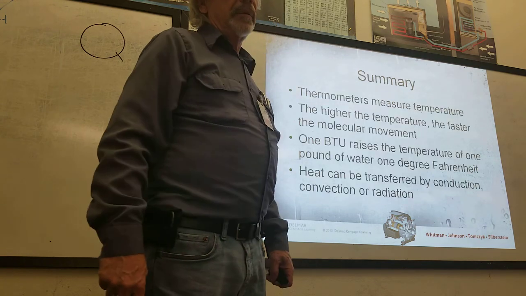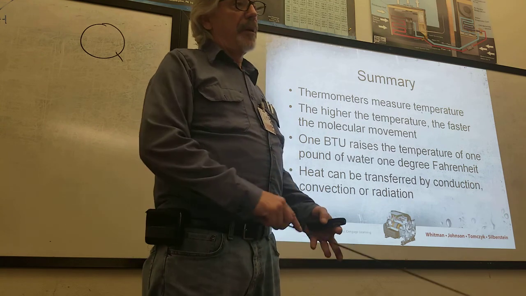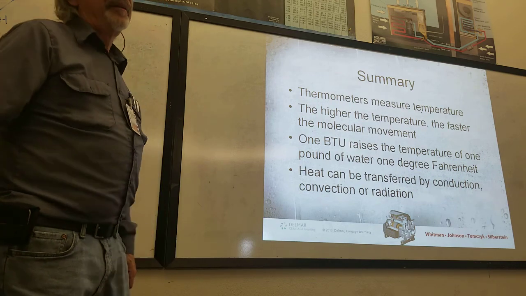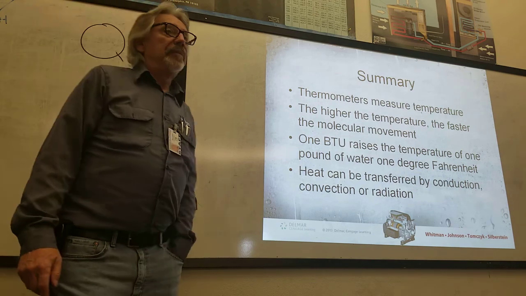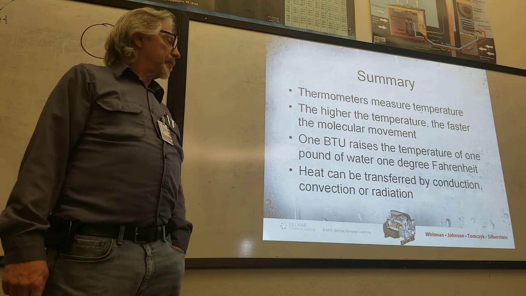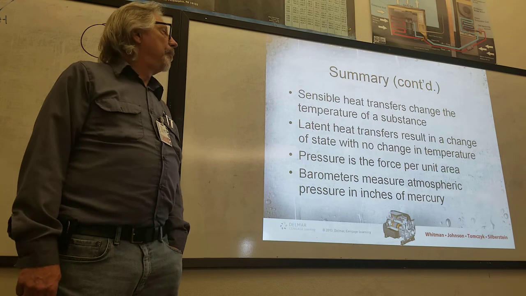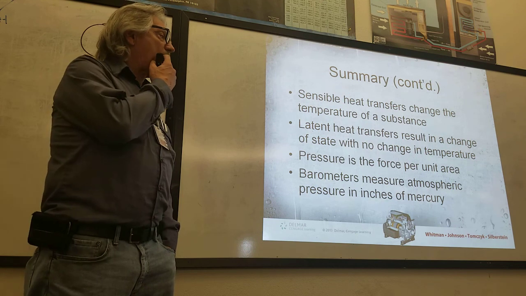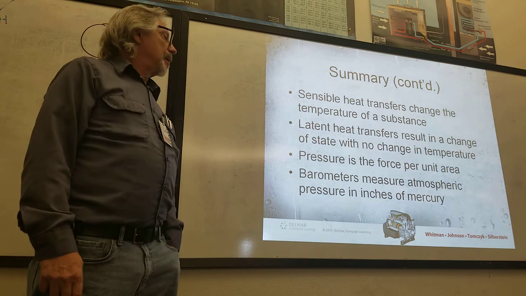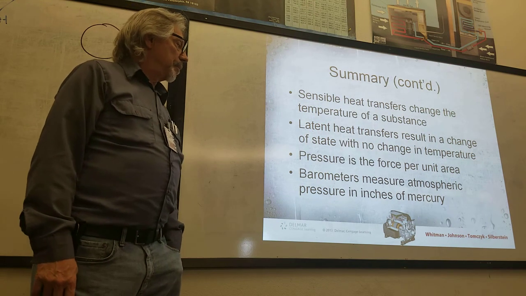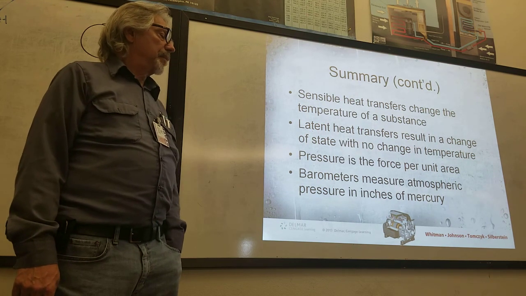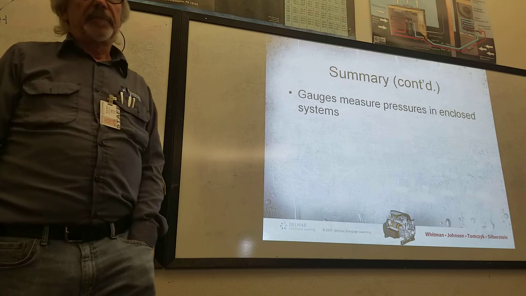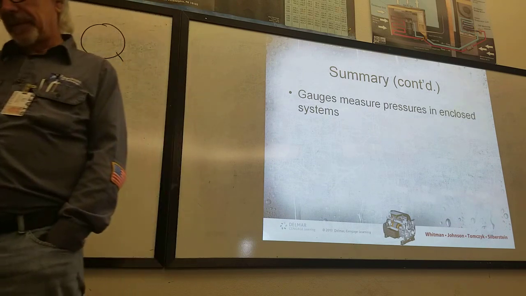Okay. Summary: thermometers measure temperature. The higher the temperature, the faster the molecular movement. One BTU raises the temperature of 1 pound of water 1 degree Fahrenheit. Heat can be transferred by conduction, convection, or radiation. Summary continued. Sensible heat transfers change the temperature of a substance. Latent heat transfers result in a change of state with no change in temperature. Pressure is a force per unit area. Barometers measure atmospheric pressure in inches of mercury. Gauges measure pressure in enclosed systems.